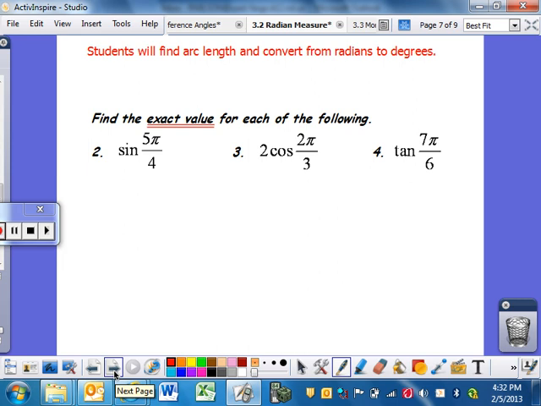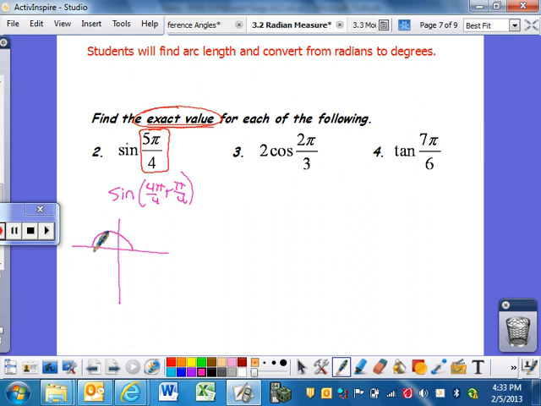So find the exact value. If I ever say exact value, you cannot use your calculator. It's not worth your time. You need to set up a triangle and figure out what we're doing. So sine of 5 pi over 4. Where is 5 pi over 4? I know that's past pi. Okay? And actually, how much past pi? That's like saying 4 pi over 4 plus pi over 4. Okay? 4 pi over 4 is just 1 pi. 1 pi is straight to the left. So I know that's 180 degrees plus pi over 4, which is 45 degrees more.